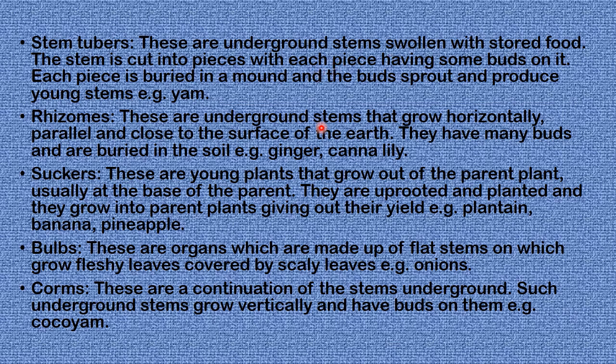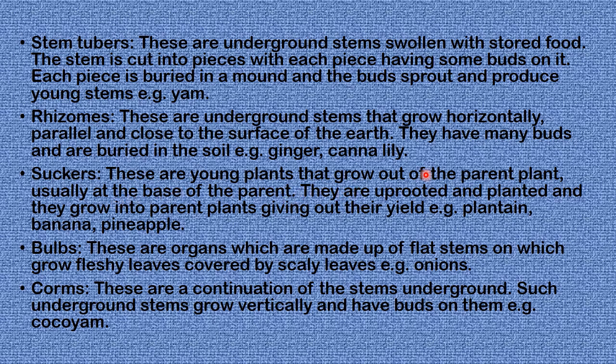Now, for proper description of the natural vegetative propagation, we have the stem tubers, which are underground stems swollen with stored food. The stem is cut into pieces, with each piece having some buds on it. Each piece is buried in a mound, and the buds sprout and produce young stems. An example is yam. Now, rhizomes are underground stems that grow horizontally, parallel and close to the surface of the earth. They have many buds and are buried in the soil. Examples are ginger and canna lily.